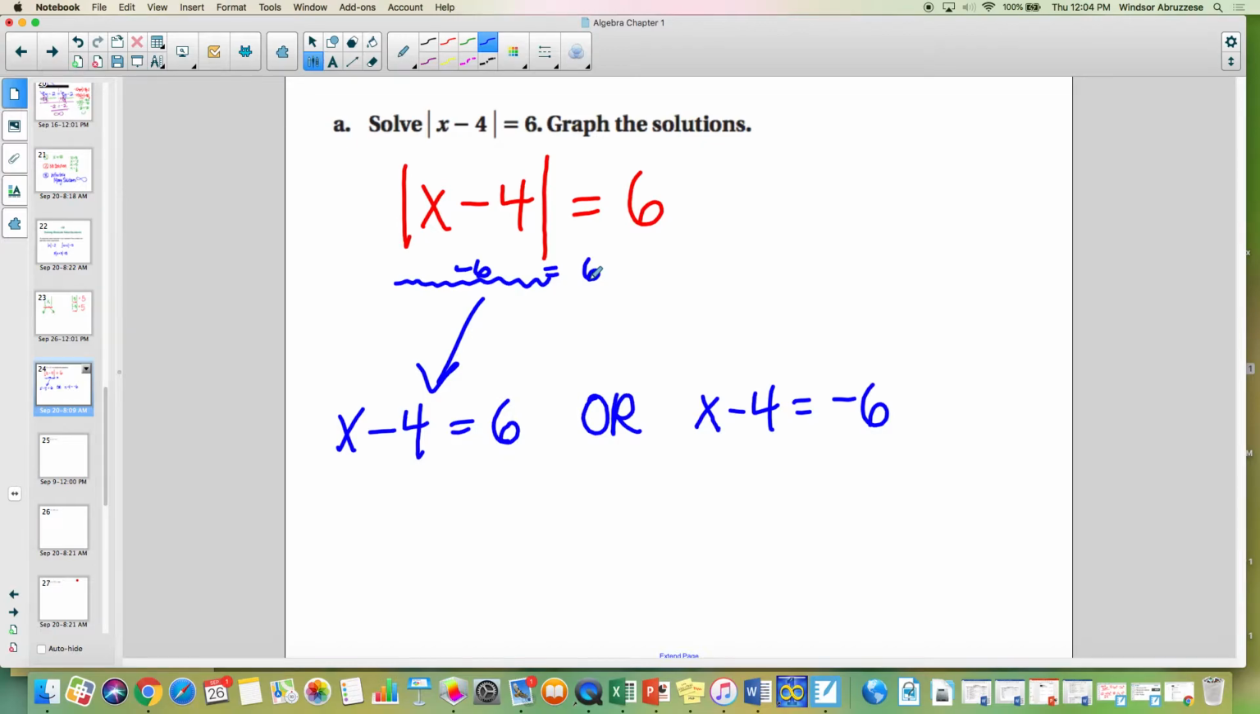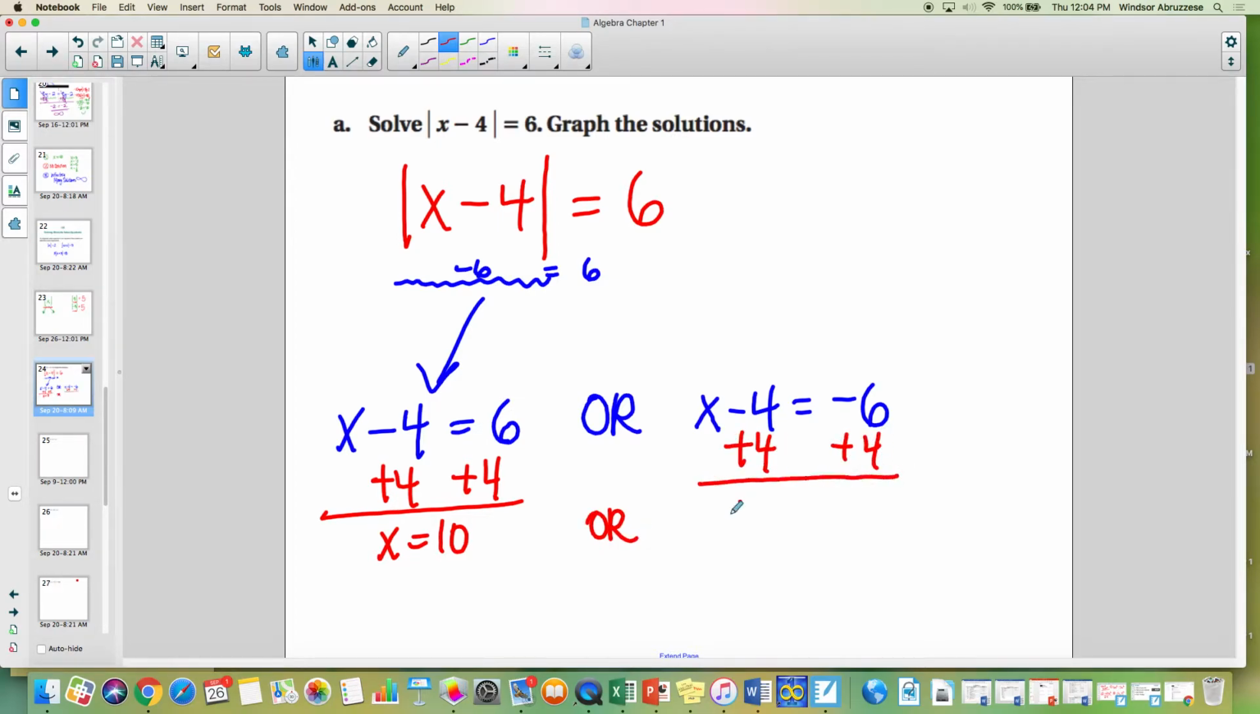And you're going to solve them the same way. x minus 4 equals 6. I'm going to add 4 to both sides. And I'm left with x equals 10. Or x minus 4 equals negative 6, add 4 to both sides, x equals negative 2.